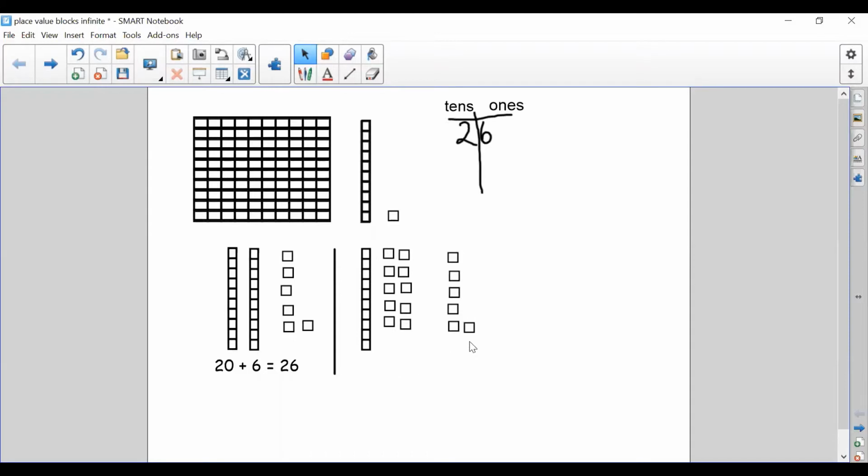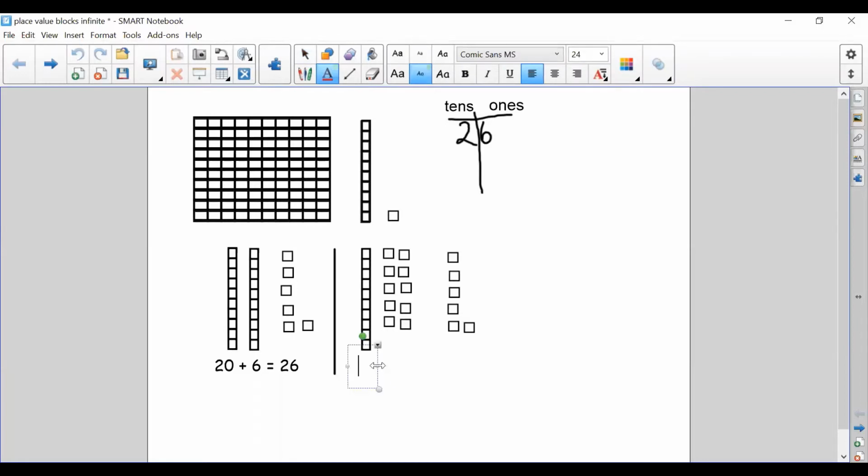So we still have 26, but this time we'll be writing 26 a little differently. We only have 1 ten, and so we would write 1 ten, and how many ones? There's 10 and 6. And what is 10 plus 6? That's right, it would be 16 ones. So that's another way to write 26. Now there's still a third way.